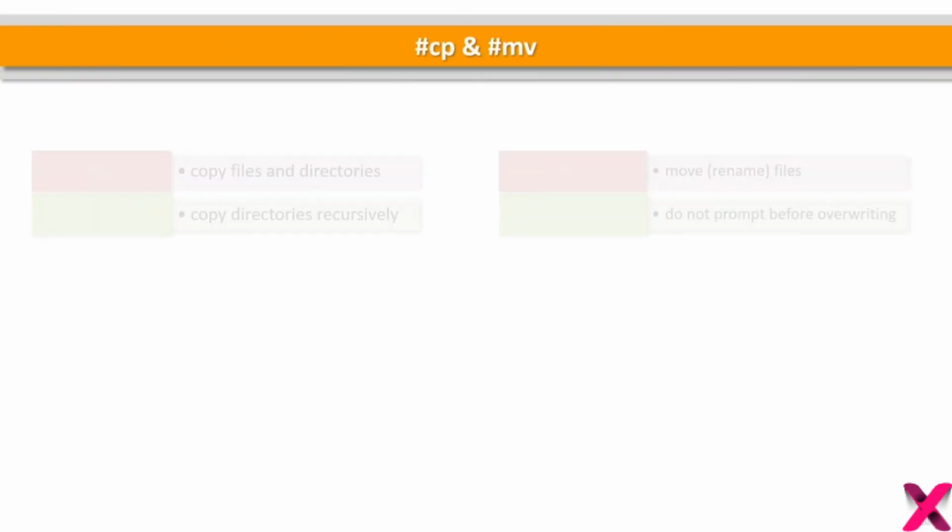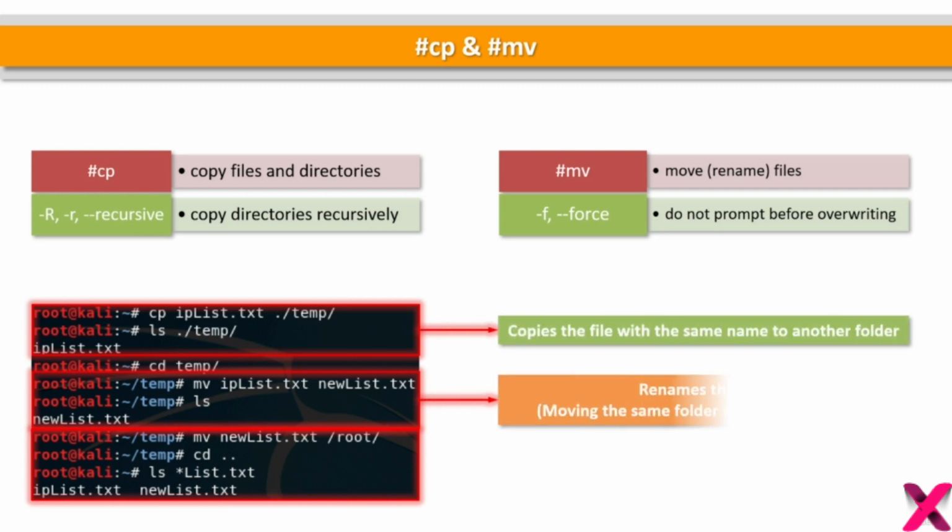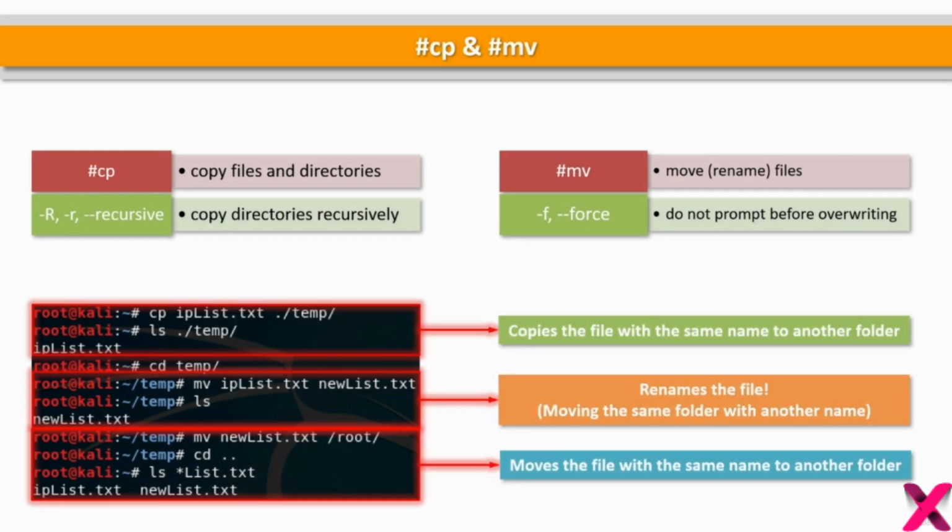The cp command is going to copy files and directories, or copy multiple sources, to a destination directory. The dash r parameter is used to copy directories recursively. The mv command will move or rename files or directories, or it can move multiple sources and their files and directories to a destination directory. The dash f parameter is used to not prompt before overwriting.